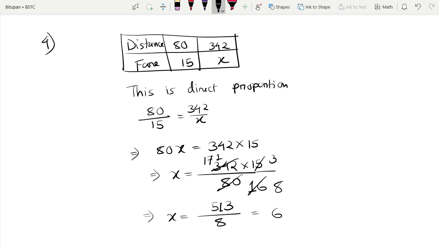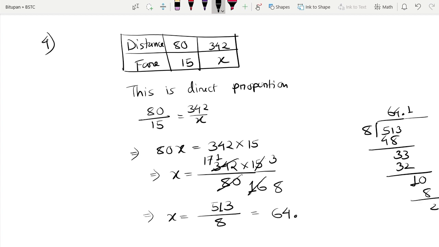If we divide by 8, I will show it here. 513, 8 6s are 48. Remainder is 3. 3 will come down, 33. 8 4s are 32. Remainder is 1. Let us put a decimal. So it is 0. 8 1s are 8. 2, so 8 2s are 16. Remainder is 0, 4. 8 5s are 40. So the price for traveling that distance is 64.125 rupees. That is the answer for question number 4.